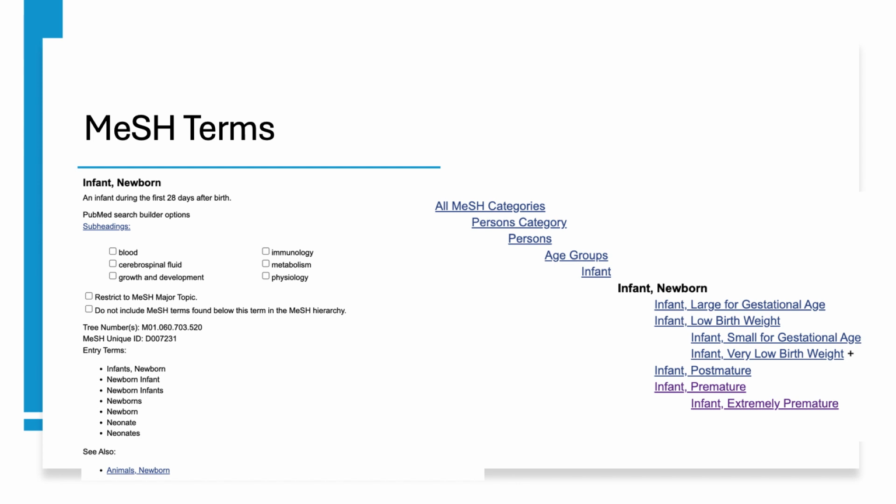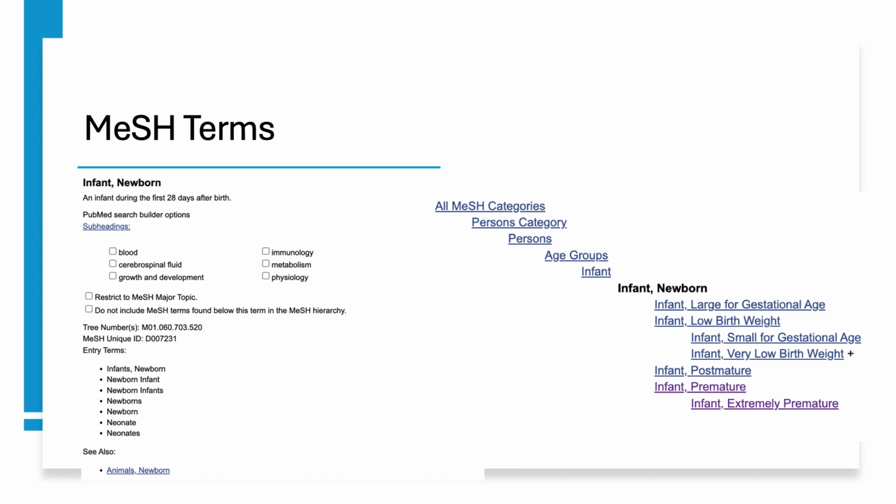First, you'll see that there's the term up top, bolded, infant, newborn, and then there's a definition of that term. This can be very important in some cases, just to make sure that they mean what we mean by the term. Here, it's an infant during the first 28 days after birth. Then we have subheadings. These are modifiers of the term. And so you could modify the term with any of these.